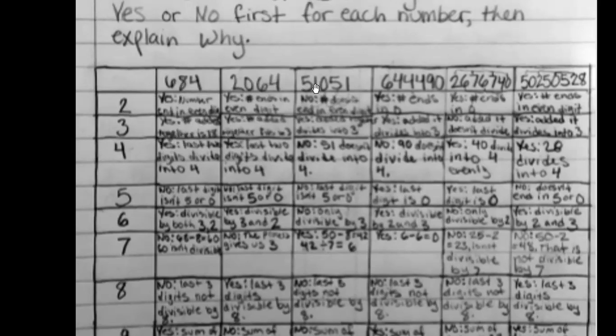Now, is 51051 divisible by 6? Is it divisible by 2 and 3? No, it's not divisible by 2, but it is divisible by 3. But we have to have both of them, so therefore, that's a hard no. Now, is this number divisible by both 2 and 3? And we see yes, and we see yes. So therefore, 6 is divisible into that number.